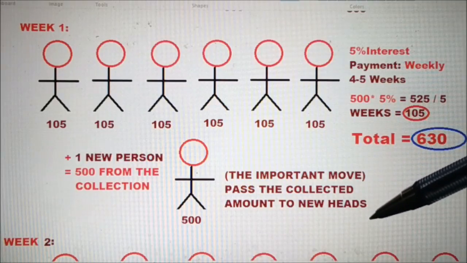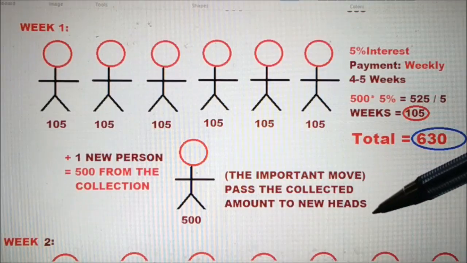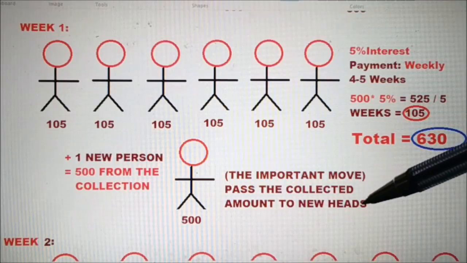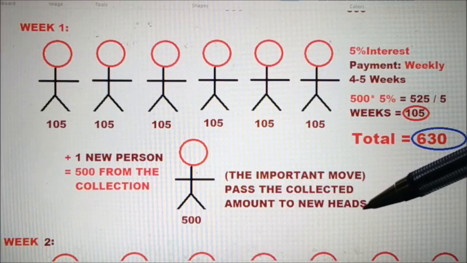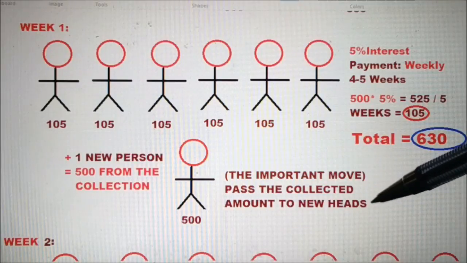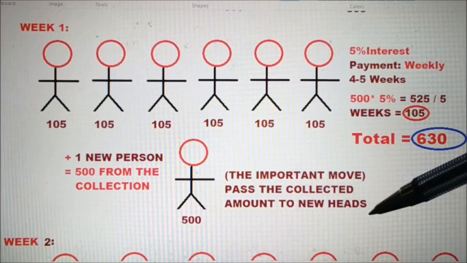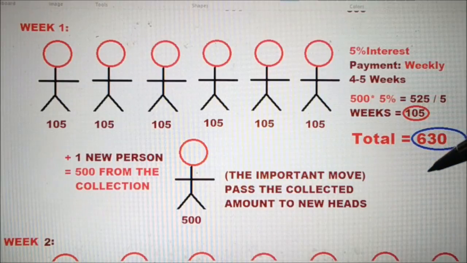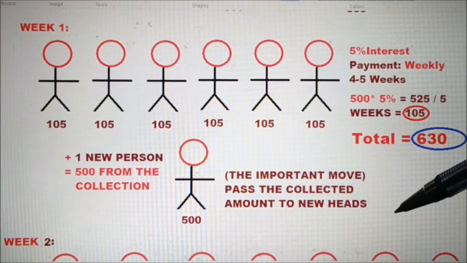Now, to make this passive, we must pass the collected amount to the new heads. So, we will add one person and one new head from the collection, and we will get 500 from the collection. So, all in all, now in week 1, we'll have 7 heads and we are left with 130 in our pocket. So, on week 2, we are now on 7 heads.